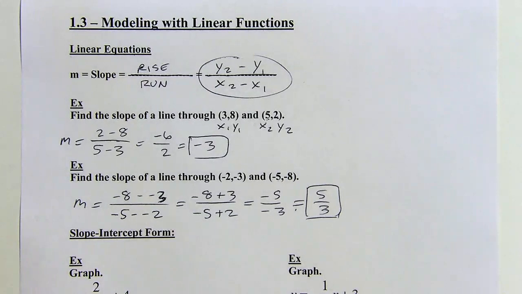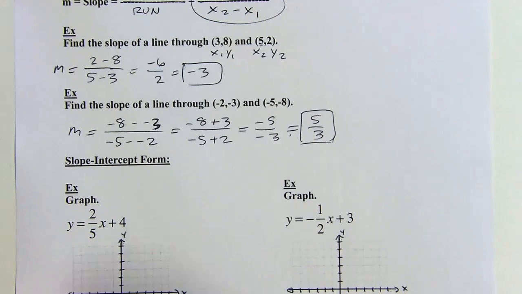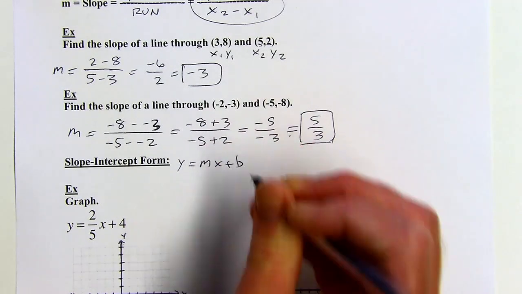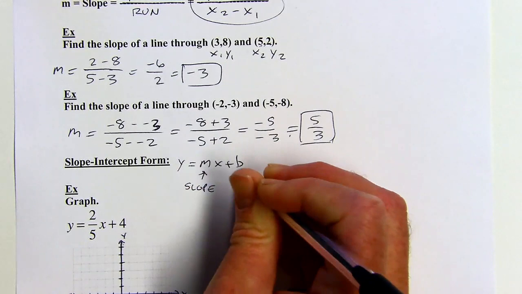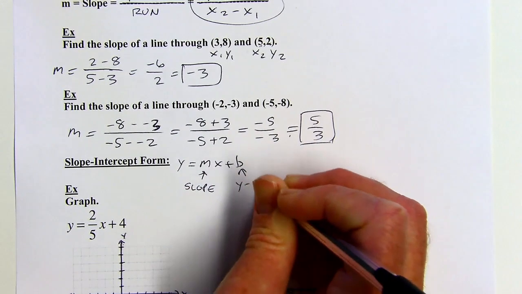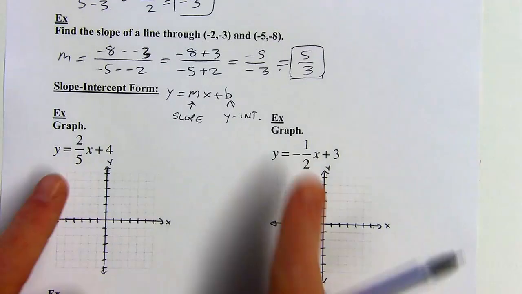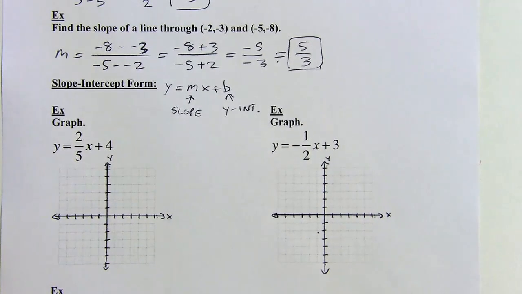Okay. All right. So slope-intercept form of an equation is going to look like this. Y equals mx plus b, where this would be the slope. And then the b is going to be the y-intercept. Okay? So if you have an equation that's in slope-intercept form like these two are, it's the easiest way, I think, to graph equations is when they're in this format.